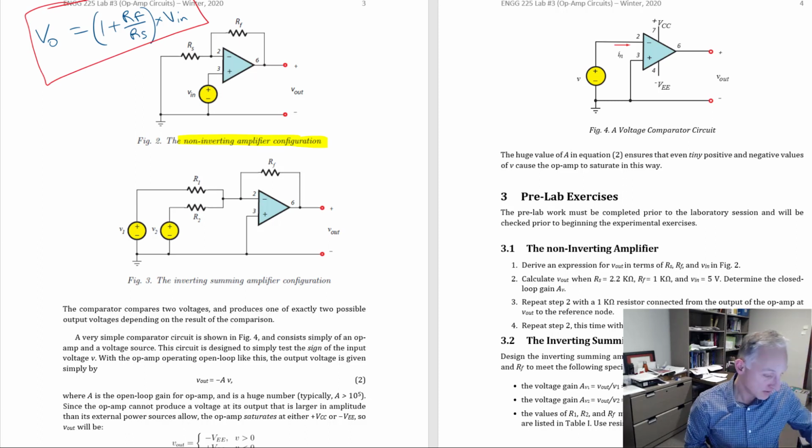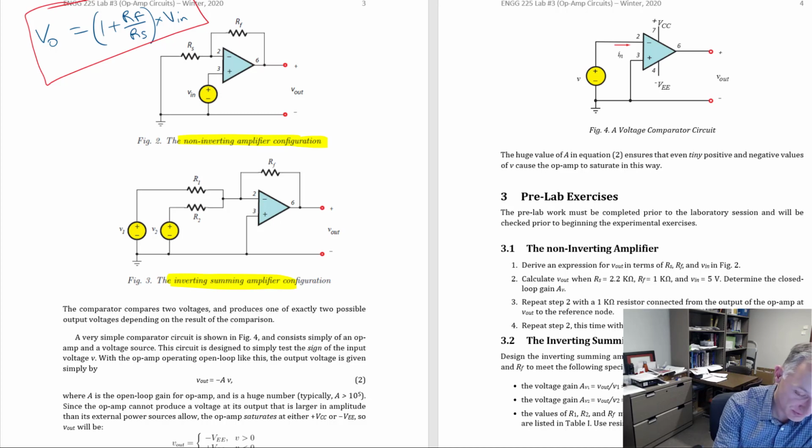And then down here, the next one is the inverting summing amplifier. What it does is it takes two input signals, in fact. We have one input signal here, some V1, and another one, V2, and what it does is it adds them up to produce the output.